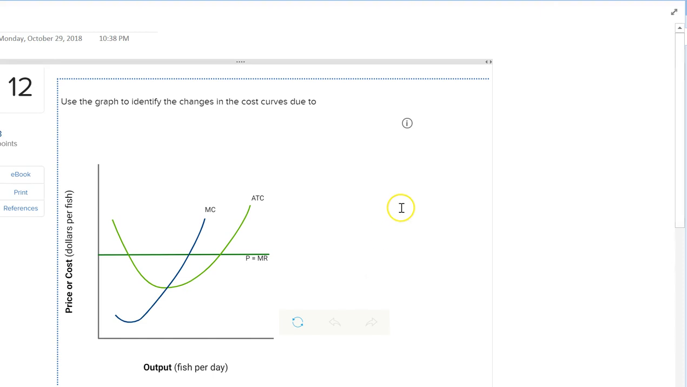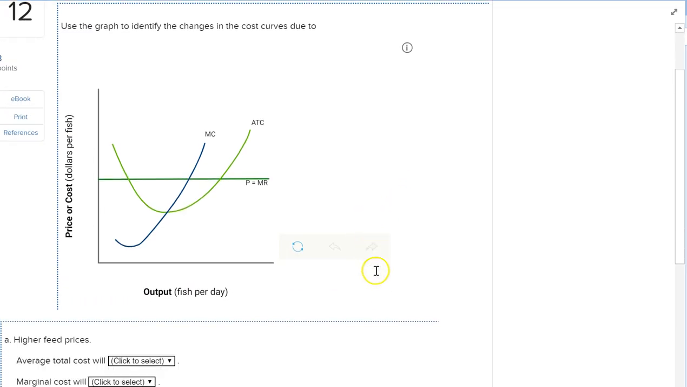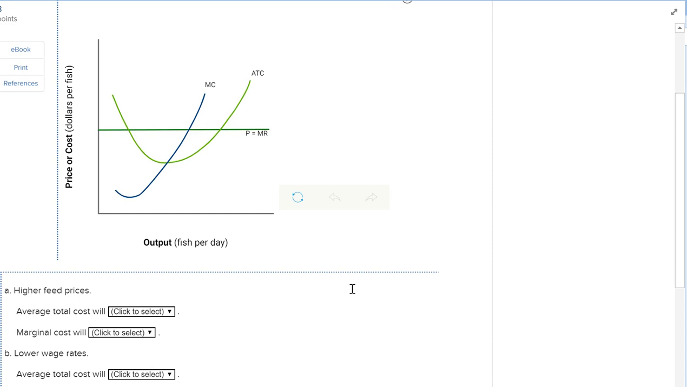All right, this one asks us to identify the per unit cost curves and to see how those curves shift in the event that conditions in the market change. This is not the market, this is the individual producer within the perfectly competitive market. And these are the cost curves that they face as a producer. So this is their marginal revenue, how much they're taking in for each unit they sell. This is their average total cost.